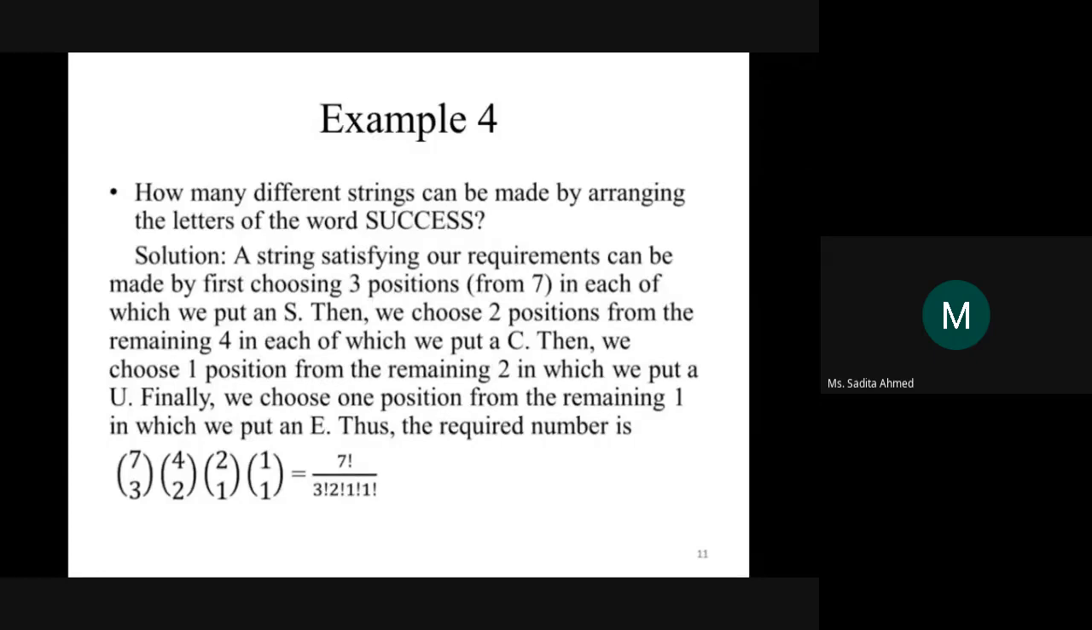So can we not say that the number of ways to place S in this string is 7C3? Because you have 7 positions to choose from, and you have to choose 3 distinct positions from them. So can we not say that the number of ways to place S in this string is 7C3? Does it make sense, guys? Yes, ma'am. Okay. All right.